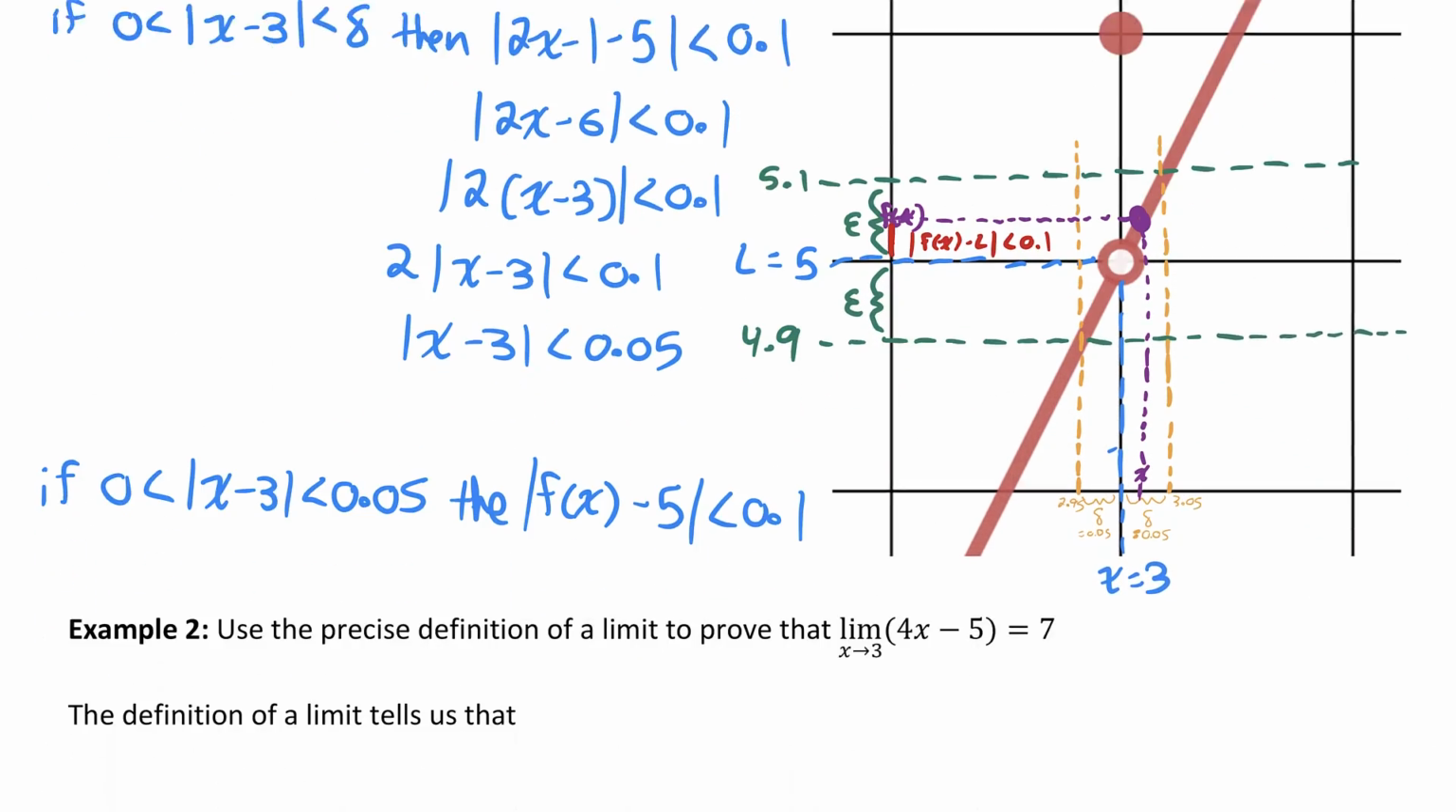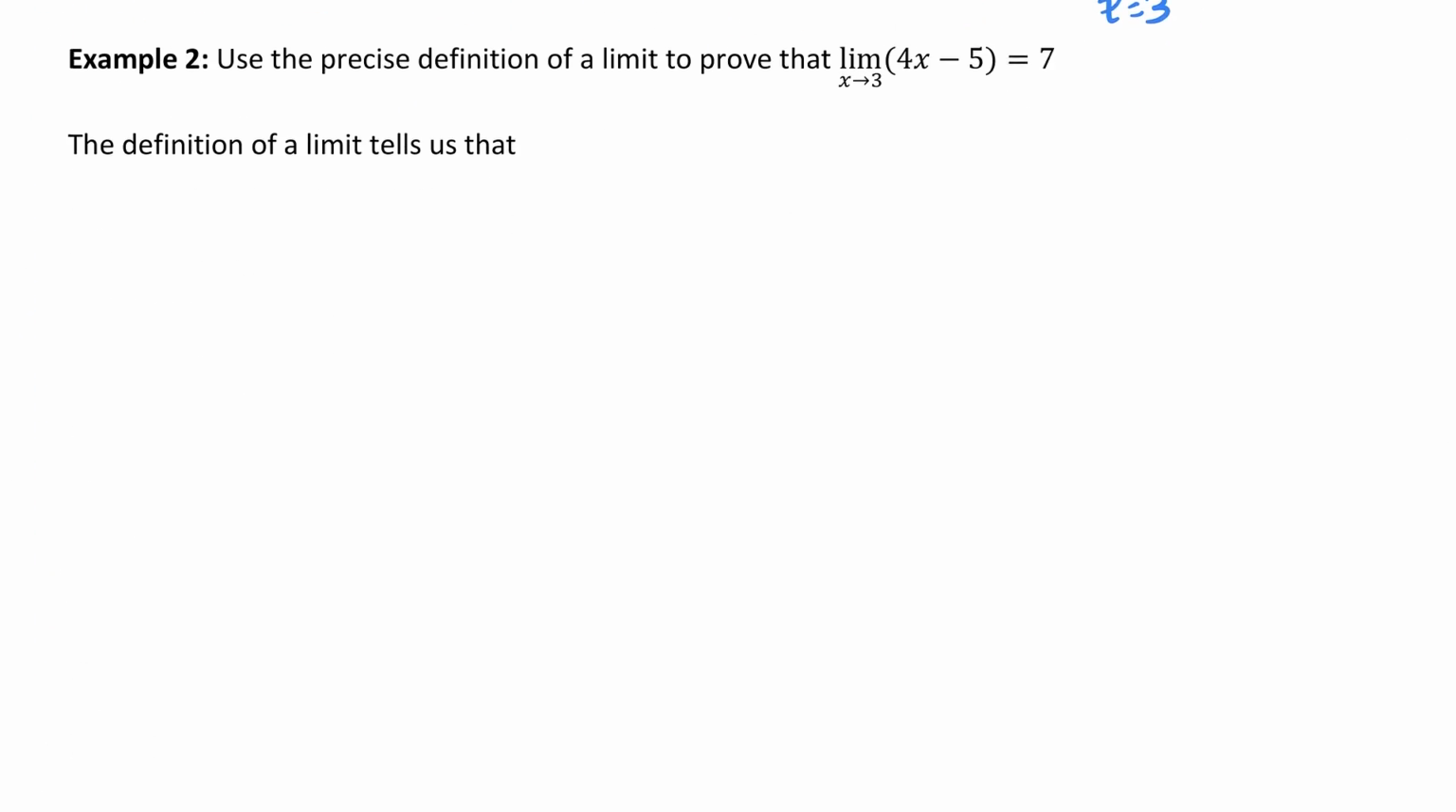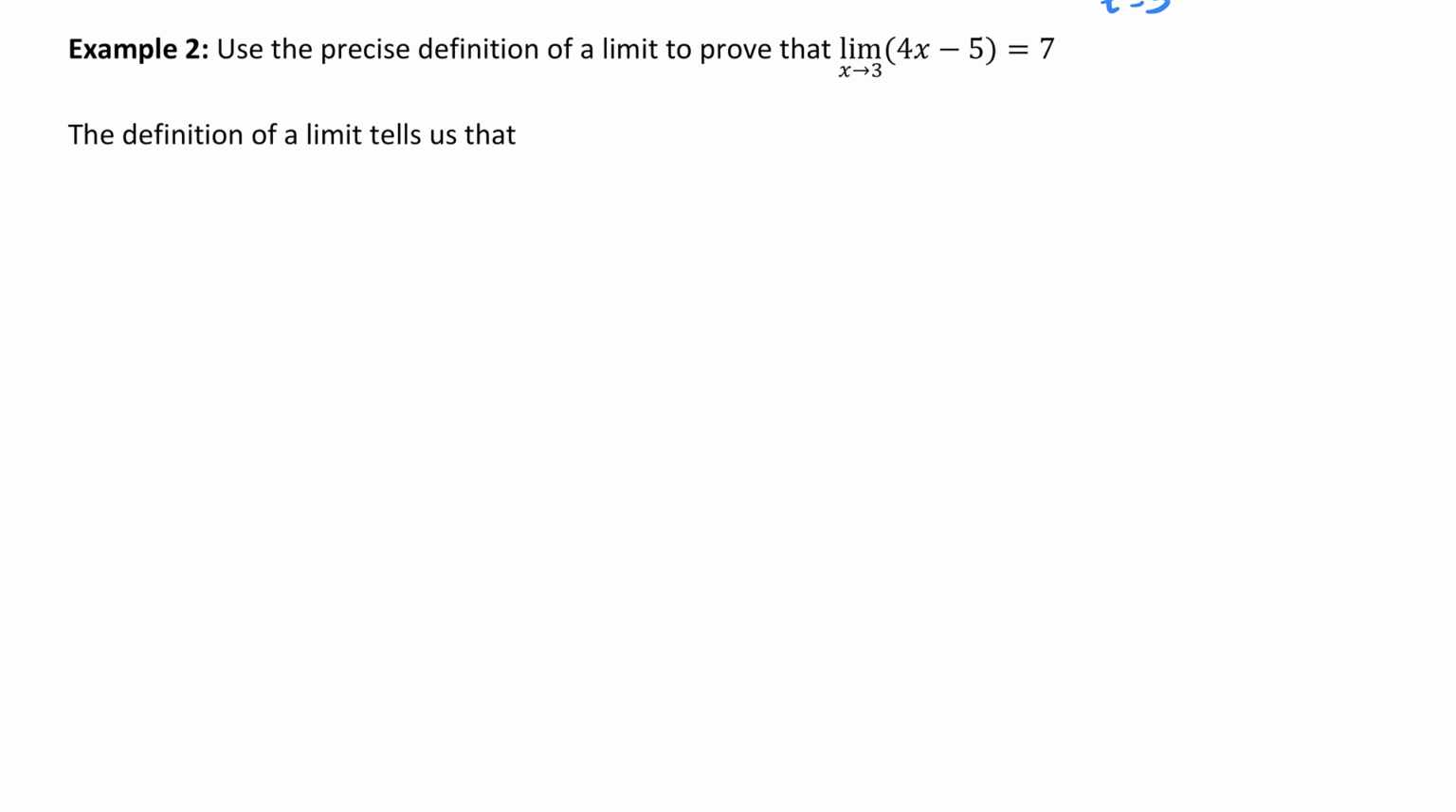Let's do one more type of example with the precise definition of a limit, the Epsilon-Delta definition. It says use the precise definition of a limit to prove that the limit of 4x minus 5 as x approaches 3 is 7. Well, the precise definition of a limit, let me write that out again. It says that if the difference between x minus a is less than delta, then the difference between f at x and L is less than epsilon.